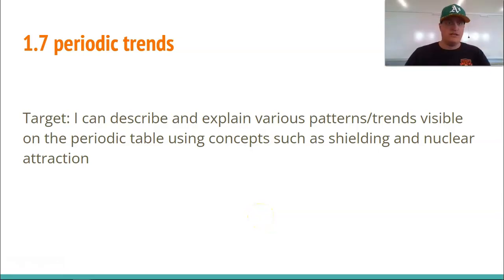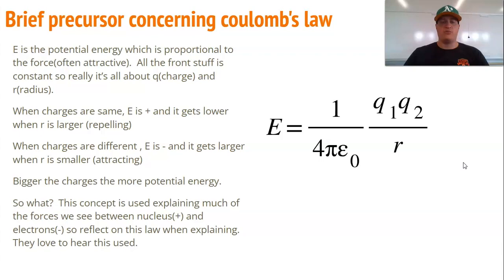Well, let's take a look at 1.7 periodic trends. This is one that you should have familiarized yourself with before because we've done it before. We're going to take it a little deeper. And one of the things that we're going to utilize quite a bit is what's called Coulomb's law.